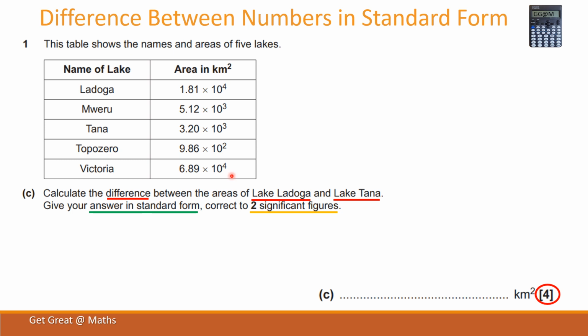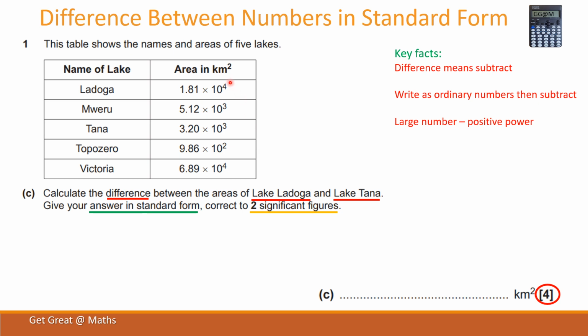Now, to be able to answer this question, we need to know some key facts. We need to know that the word difference means subtract. We then write the numbers for the lakes that are identified, so this top one and the third one, as ordinary numbers, and then we're going to subtract them. This is a calculator paper, so you can use a calculator for this question.